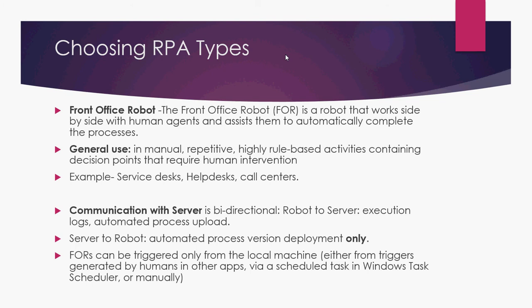So in these cases, we can use FOR. FOR is nothing but front office robots. FOR can be triggered only from the local machine, either from triggers generated by a human in other apps, or via the Windows scheduler, or manually. So there is a need for human intervention to perform the front office task.